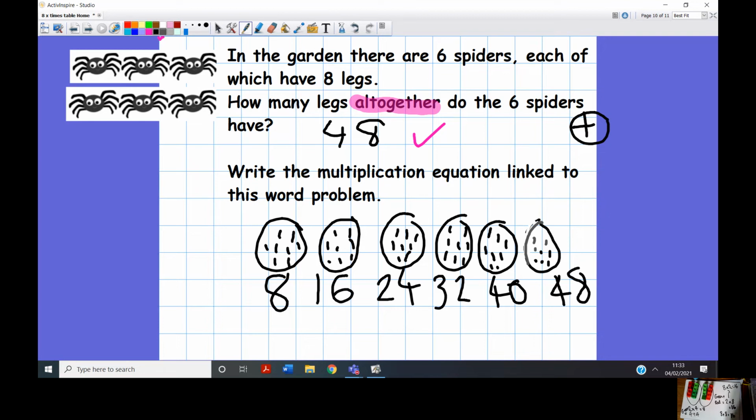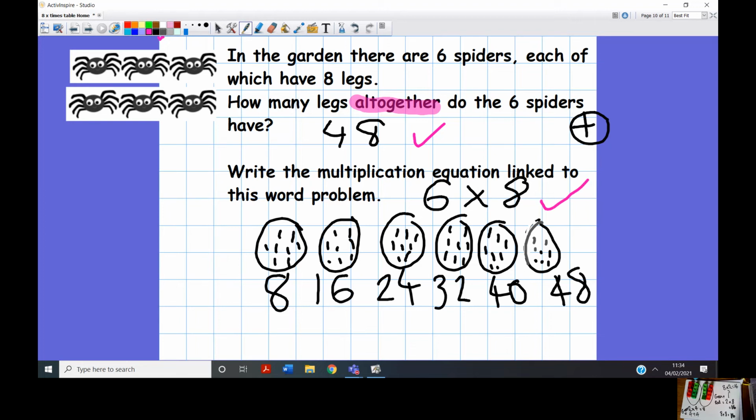Write the multiplication equation linked to this word problem. So what does my picture down here show? It shows how many groups? 1, 2, 3, 4, 5, 6. It shows 6 groups of, remember that groups of is the same as the multiplication. How many in each group? 8. 6 groups of 8, and I know 6 times 8 is equal to 48. Give myself a nice little tick. That is how it is.